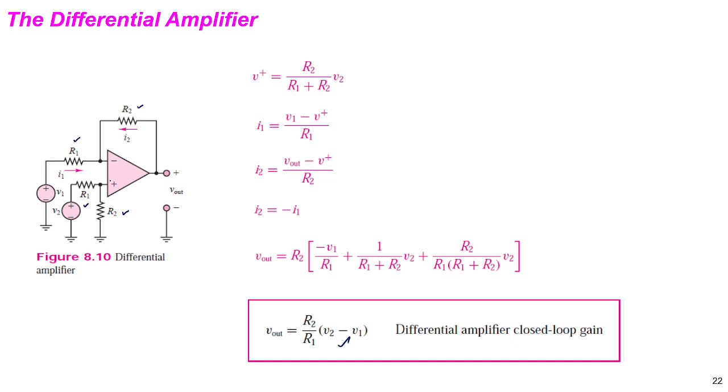Then V positive here. If we consider a closed loop, and we use a voltage divider, what is the voltage across R2? The voltage across R2 would be V2 into R2 divided by R1 plus R2. This is V positive, by voltage divider.